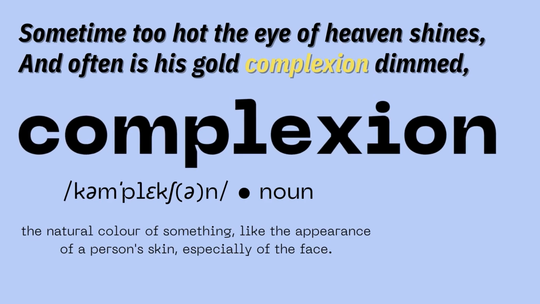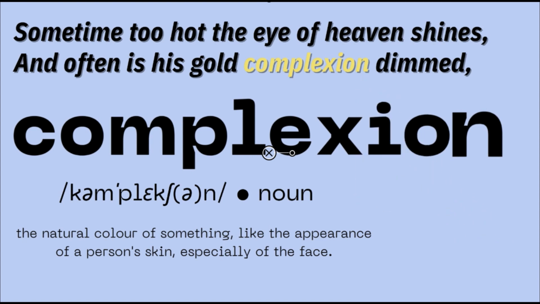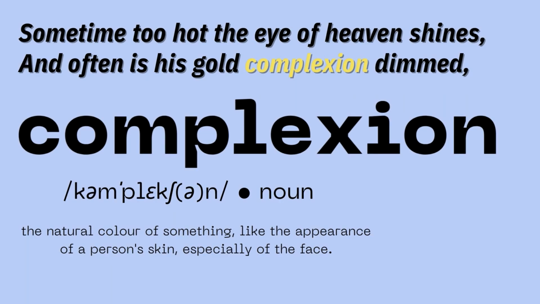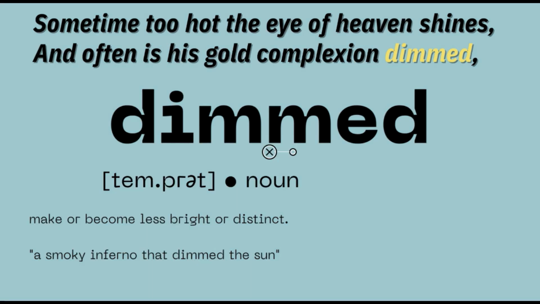When describing a summer's day, Shakespeare says, "Sometime too hot the eye of heaven shines, and often is his gold complexion dimmed." Now, when we look at the word complexion, we know that this is talking about the natural color of something, like the appearance of somebody's skin, especially their face. We're talking about the sun here. And so we know that that represents its brightness. And he's saying that it's often dimmed. Dimmed means to make or to become less bright or less distinct.